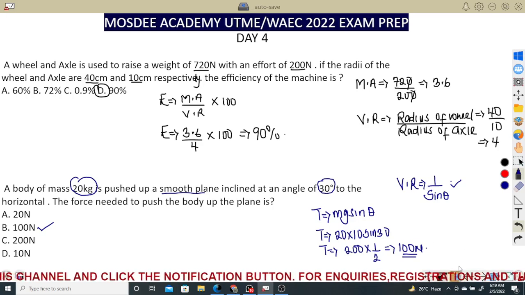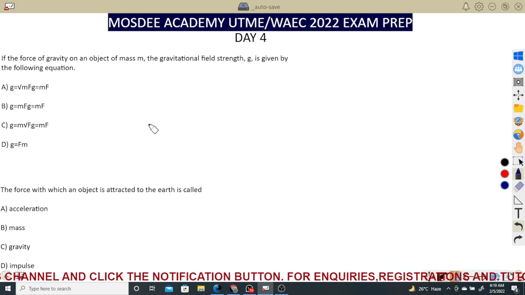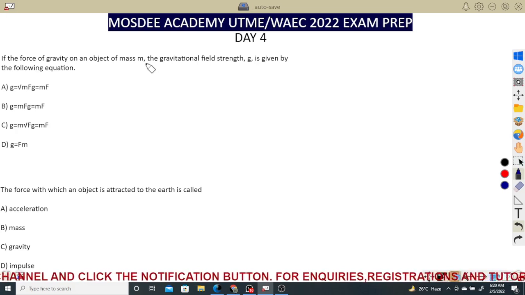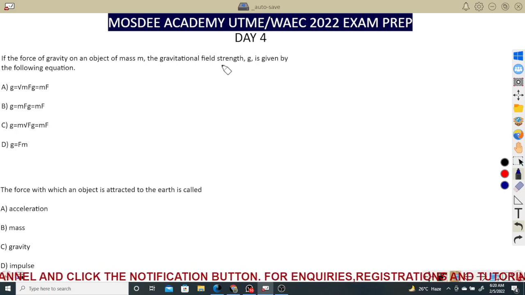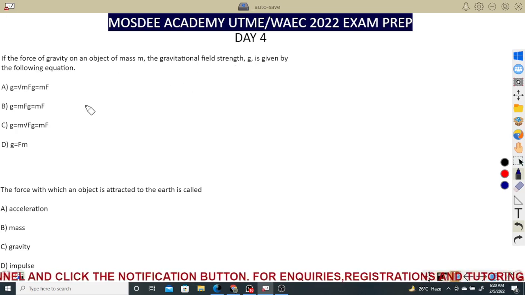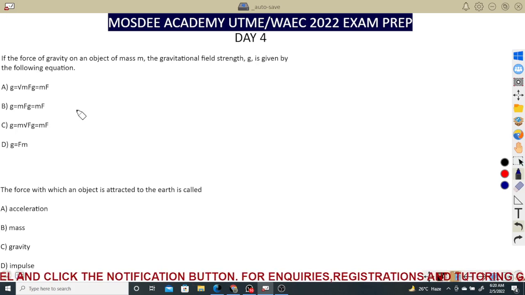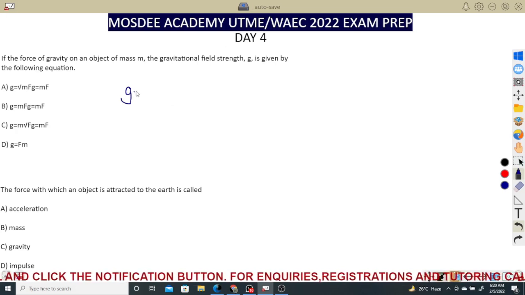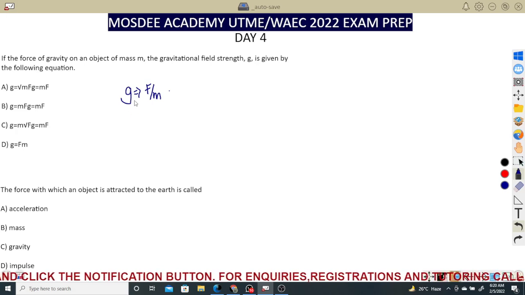So the next question, which is question 7, I guess, says, I think we are now on the concept of gravitation, the little concept of gravitational field. If the force of gravity on an object of mass m, the gravitational field strength is g. The gravitational field strength g is given with the following equation. Now, be careful, in some questions during your examination there will be a typographical error. For example, gravitational force under gravity is given as F over m. It is called the gravitational field strength.